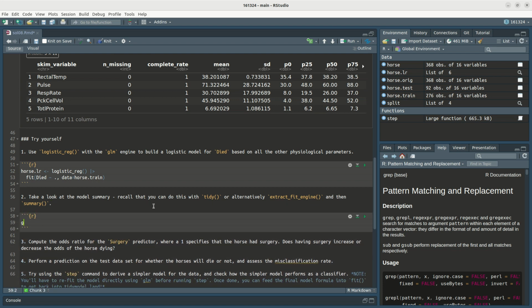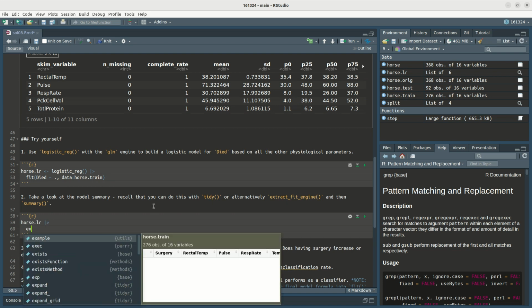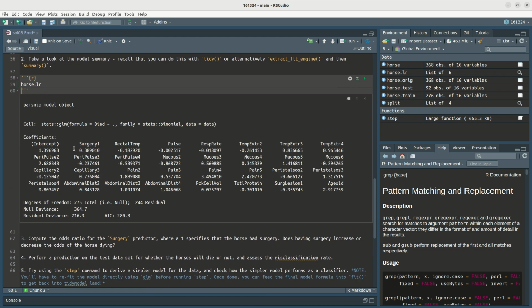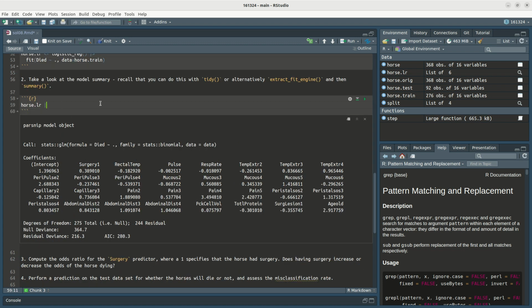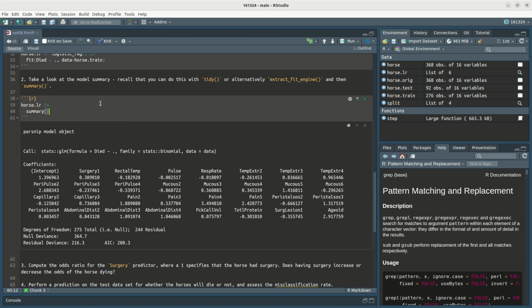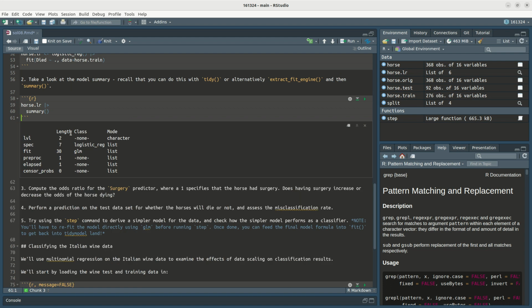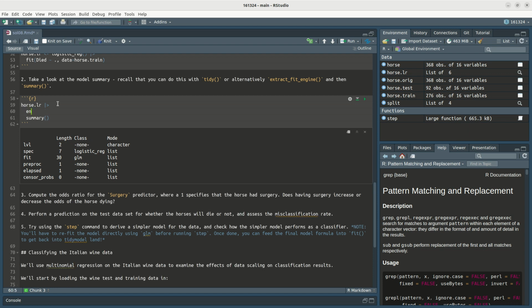So we could either do extract, so if we have a look at horse.lr, of course it'll be a parsnip object, and we can get some information on a summary of the coefficients here, but if we want the proper summary, a summary function I think won't work. Let's check. No. So the summary function gives us something different here. It's not what I was expecting, and we've got to extract the fit engine to get the underlying GLM object. And then we could do the summary.